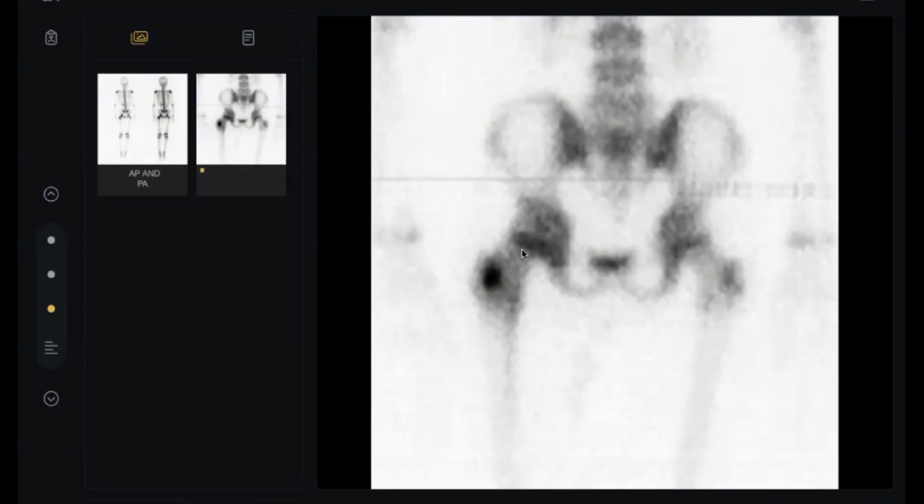What happened here? Here I can see that there are two areas of uptake, which represents the double density sign. Thank you, doctor, so much. Next candidate. It was a case of osteoid osteoma. This is a double density sign, not something else. This is the correct name of this sign.